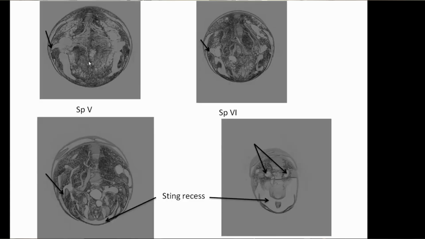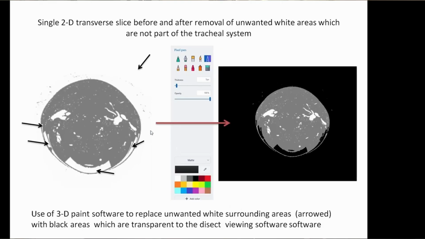These are just the other spiracles. The 8th spiracle in a wasp you can't normally see because it's in the sting recess. Now, if you want to get rid of all the air surrounding, and also, for instance, air that's in the sting recess, or air that's trapped between the tergal or sternal plates, there are a number of different software packages that one can use.